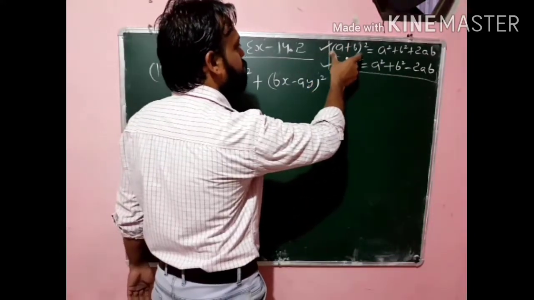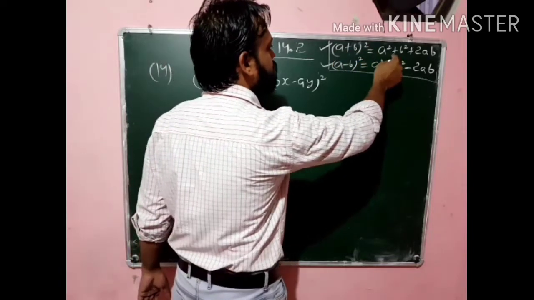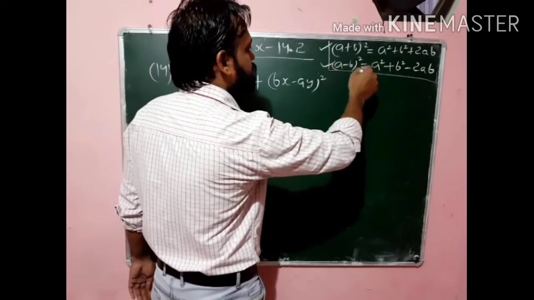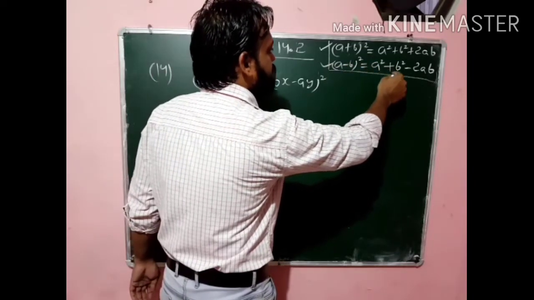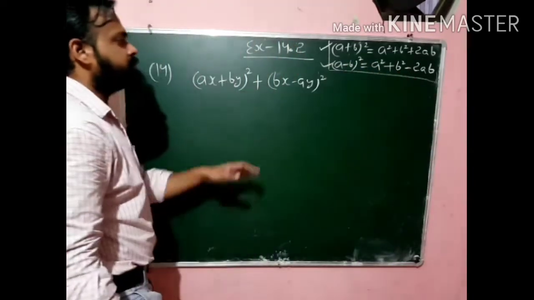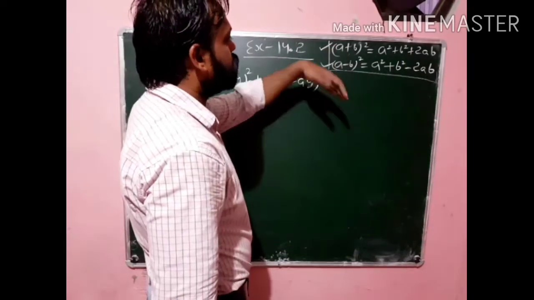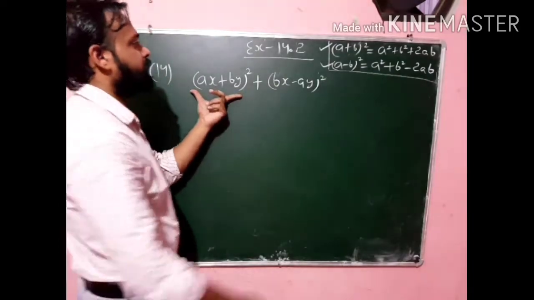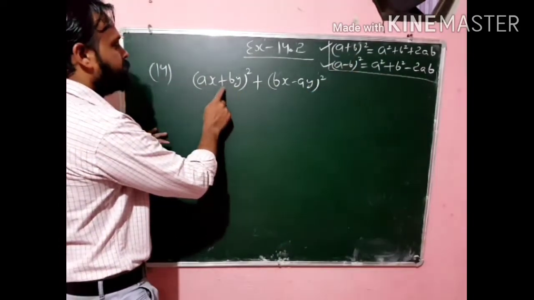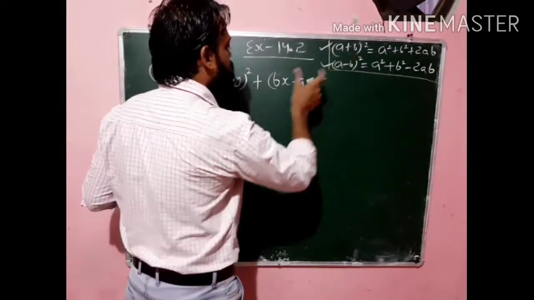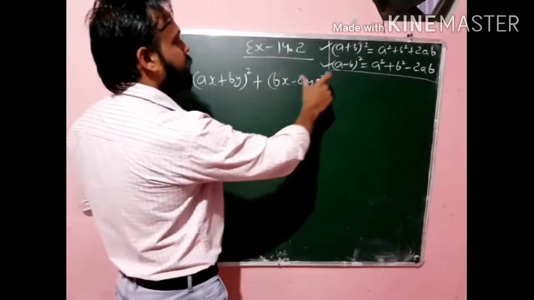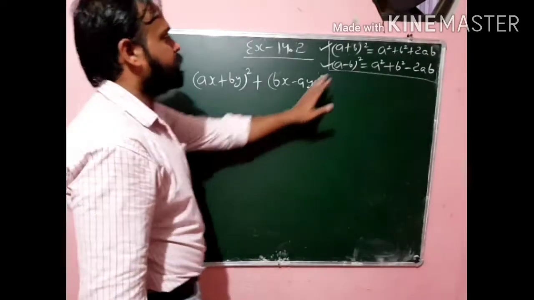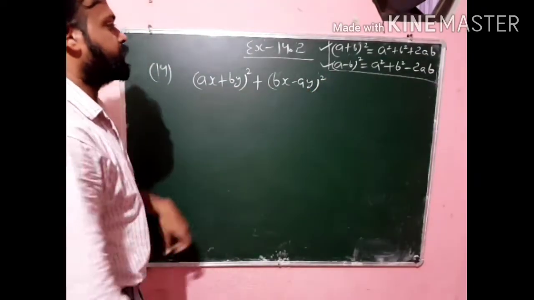You can see here a plus b whole square will become a square plus b square plus 2ab, and a minus b whole square will become a square plus b square minus 2ab. So we will apply this formula. Both formulas are applicable here, because in the first bracket there is a plus sign, so we will apply the first formula. And in the second bracket you can see there is a minus sign, so we will apply the second formula to open this bracket.